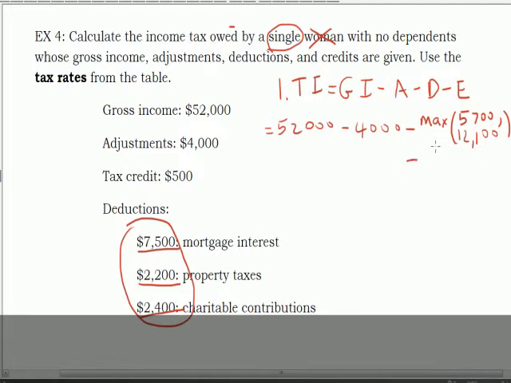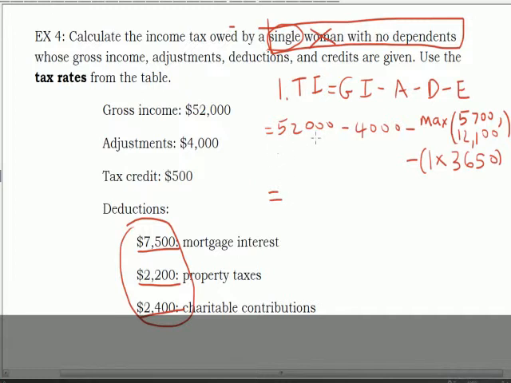Lastly, I need to take care of the exemptions. This will deal with, first, how many people live in this house? Well, single woman, no dependents, that equals 1 person. So there's 1 person. The exemption amount for 2011 is $3,650. That will change over many years.